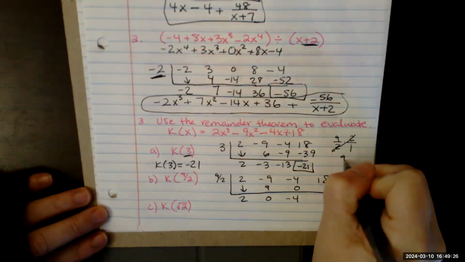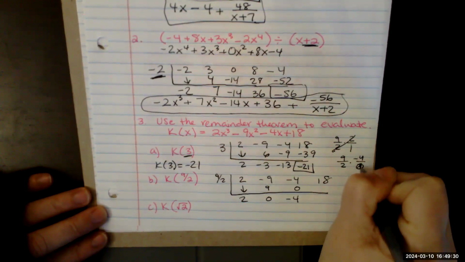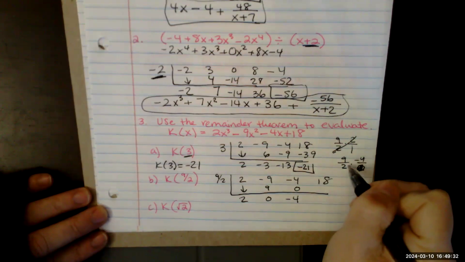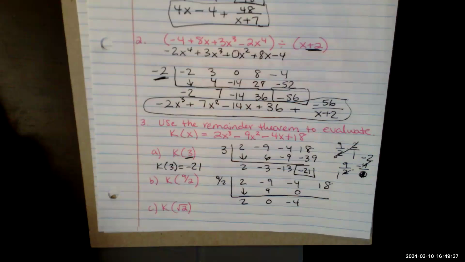And so now you just have to do 9 halves times negative 4. Whoops, this should be a 1. So again, the 2 and the negative 4 will reduce, and then we can go from there.